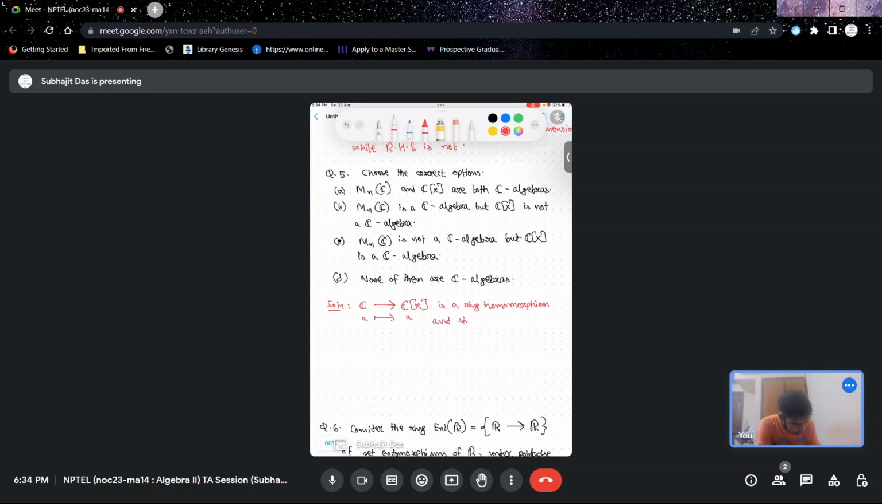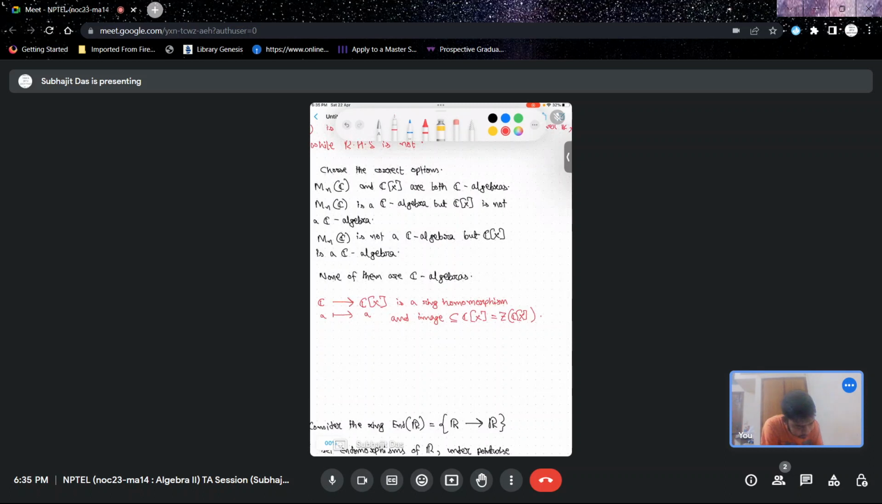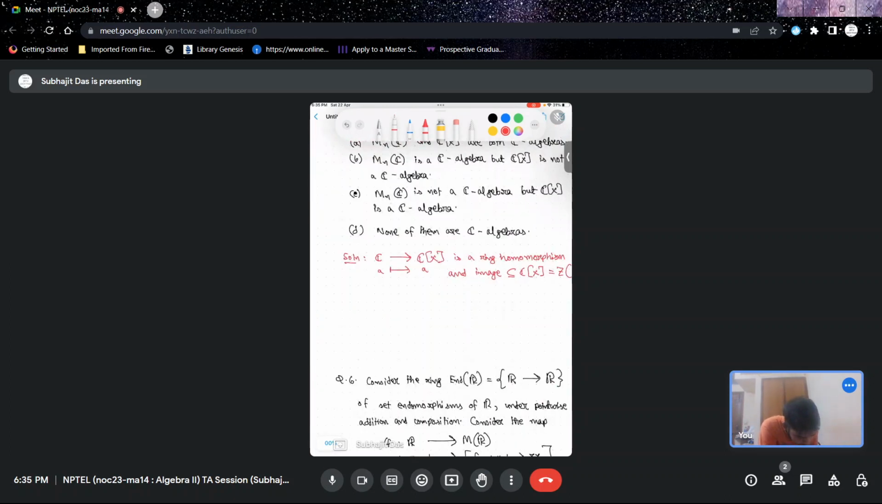And since C[x] is commutative, the image is contained in the center of C[x], which is equal to C[x] because C[x] is commutative.